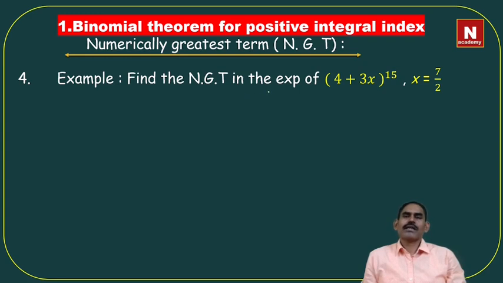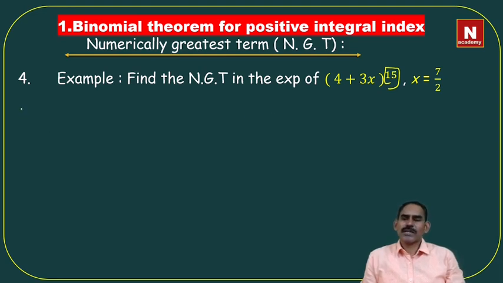Find the numerically greatest term in the expansion of (4 + 3x)^15 when x = 7/2. The x value is given. For this x value, we have to find the numerically greatest term in this expansion. Here the index is 15. That means this expansion has 16 terms. In these 16 terms, we should find the numerically greatest term.